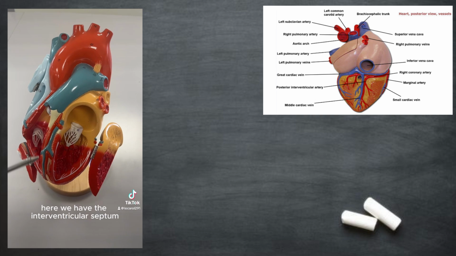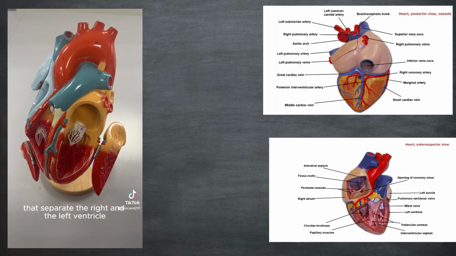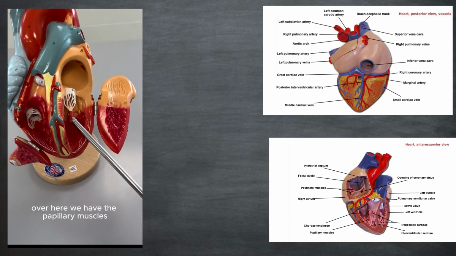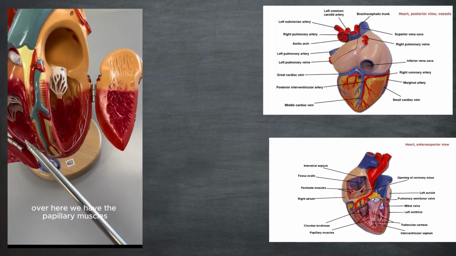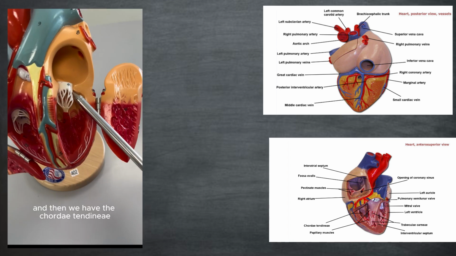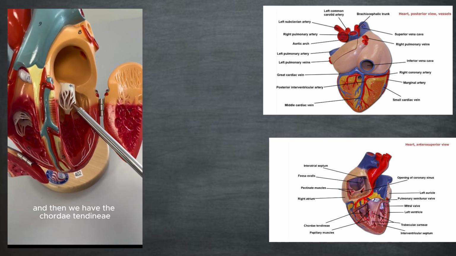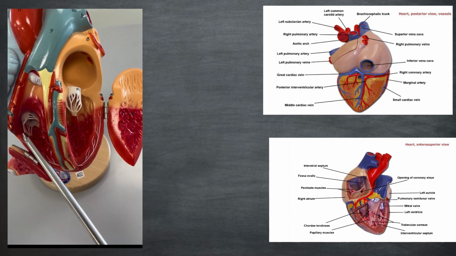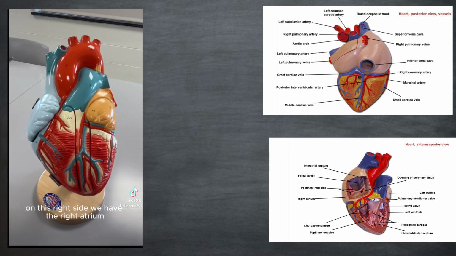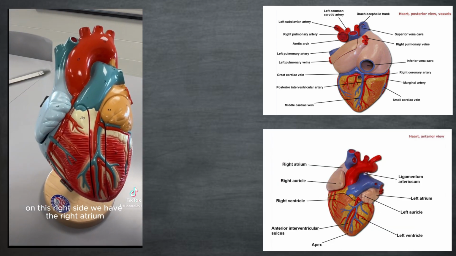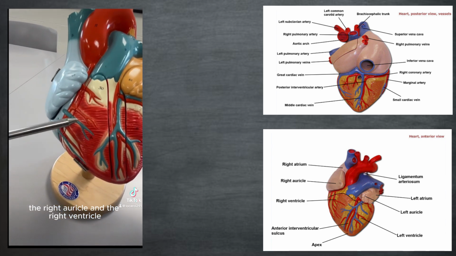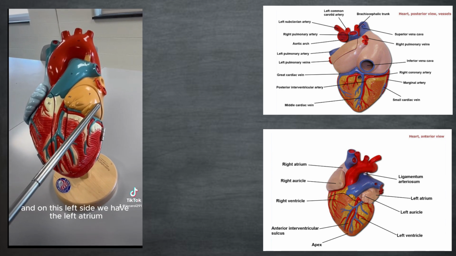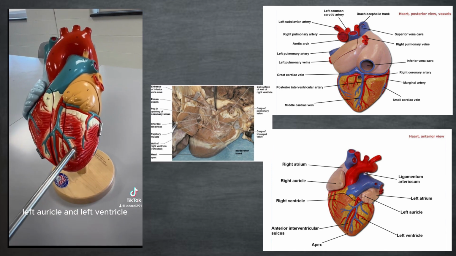Here we have the interventricular septum that separates the right and the left ventricle. Here we have the papillary muscles. We have the chordae tendineae, these little string-like structures. On this right side, we have the right atrium, the right auricle, and the right ventricle. And on this left side, we have the left atrium, left auricle, and left ventricle.